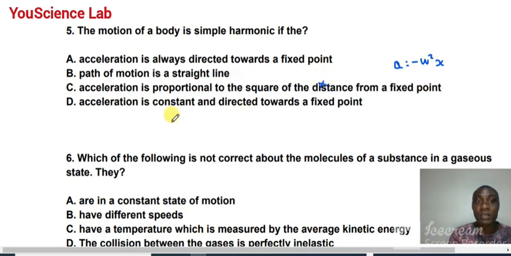This is also not correct. The acceleration is constant and directed towards a fixed point. The acceleration is not constant, it's proportional to the distance or the displacement from the fixed point. So the only correct option here is option A. It is always directed towards a fixed point, yes, and it is directly proportional to the displacement from that fixed point. So this is also not correct. So option A is the correct option. So let's move on to the next one.